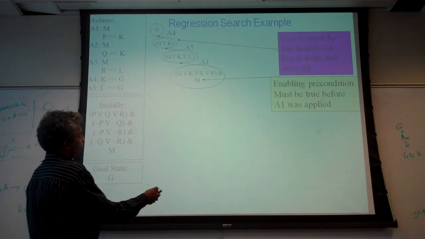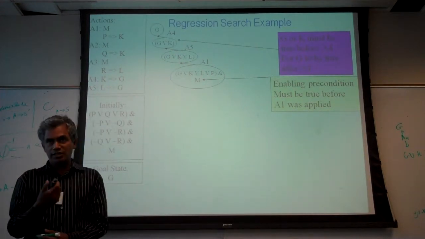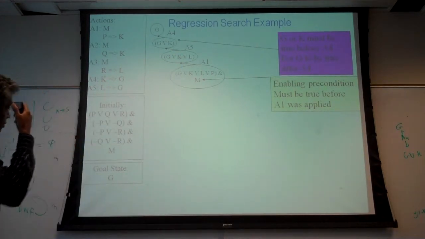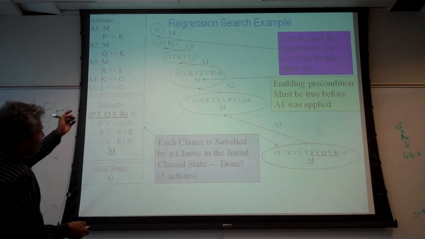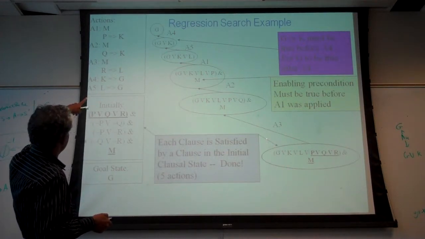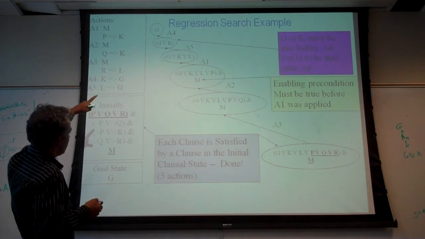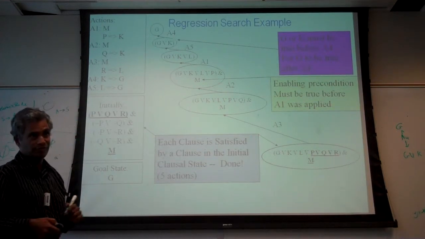Now, the enabling first precondition also has to be added to this formula, essentially. Okay? So now I throw in A2. I throw in A2 basically because A2 can give me K again by requiring Q. Okay? And then I also do an A3, because A3 gives me an L by requiring R.